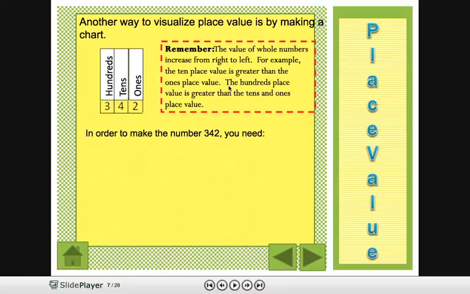We want to remember with place value that the whole numbers increase from right to left. So we start on the right, and as we go to the left, they get bigger. We have the ones place, the tens place, the hundreds place. After that would be the thousands place, then the 10,000s place, then the 100,000s place.